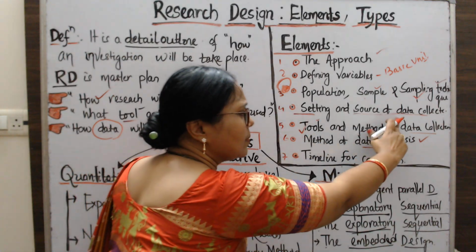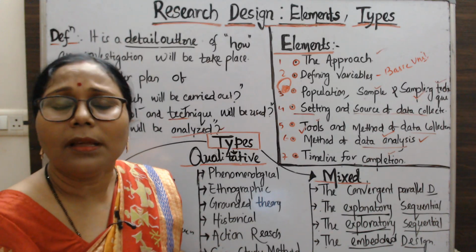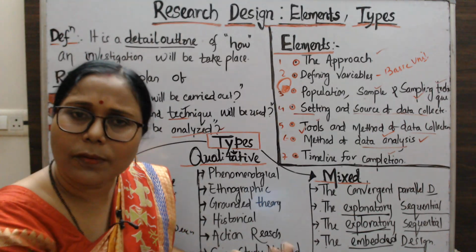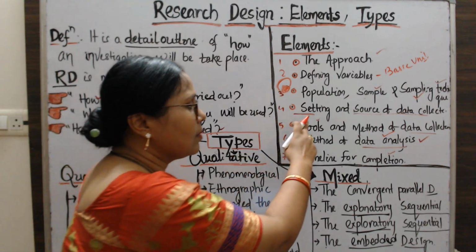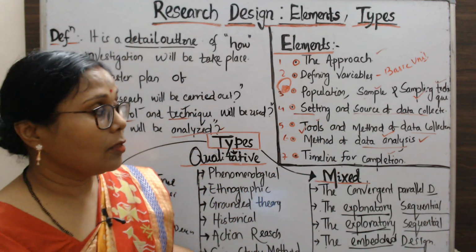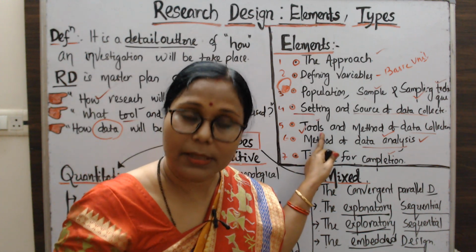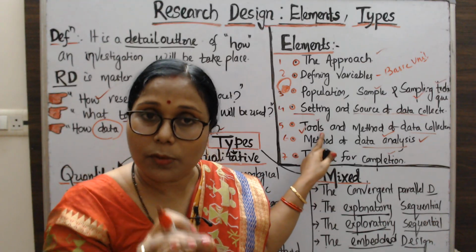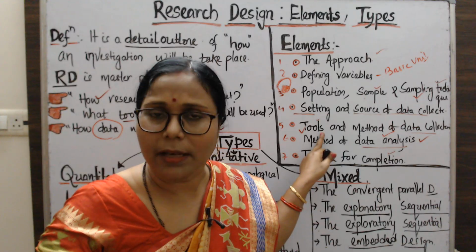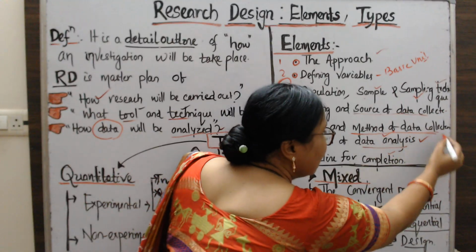Next, the setting and the source of data collection, that is, where you want to do the research. Suppose you do research in the hospital sector, then you choose the hospital laboratories, and if you are in a community setting, then you go to the village and the families. That is very important. Fifth, the tools and methods of data collection. Which type of tool is appropriate to get the answer to a research problem? That is called the tools and methods of data collection.